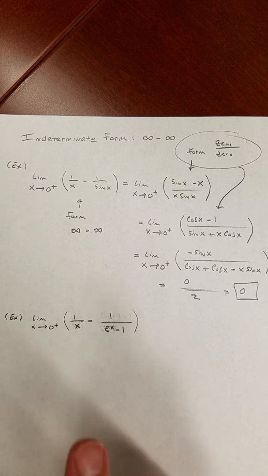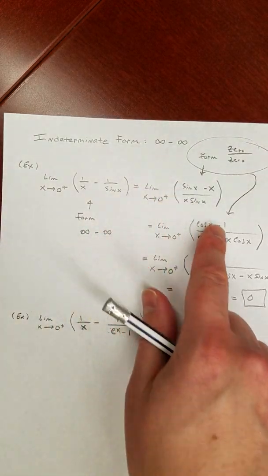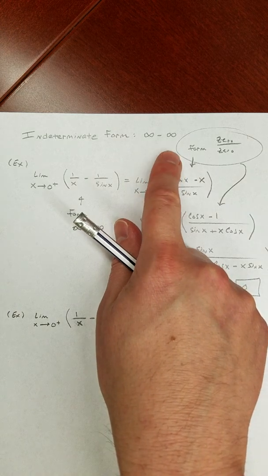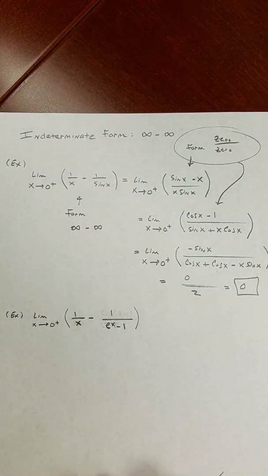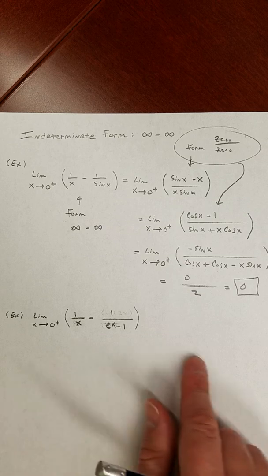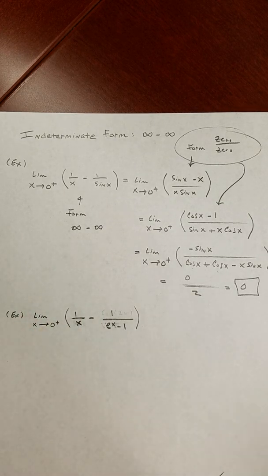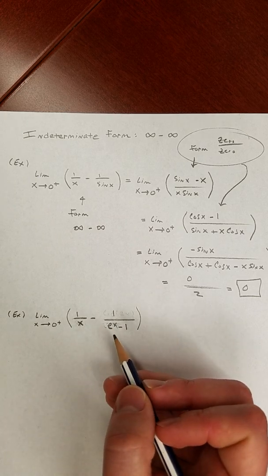Okay, let's look at this one. We'll look at this one because I want to show you the method again. And I want to show you that infinity minus infinity is indeterminate, and who knows what the answer might be. It was 0 this time, but for a problem that's the same form, you might get some totally different answer. All right?